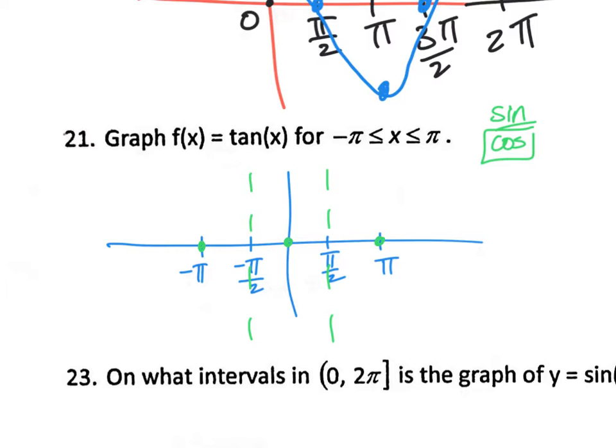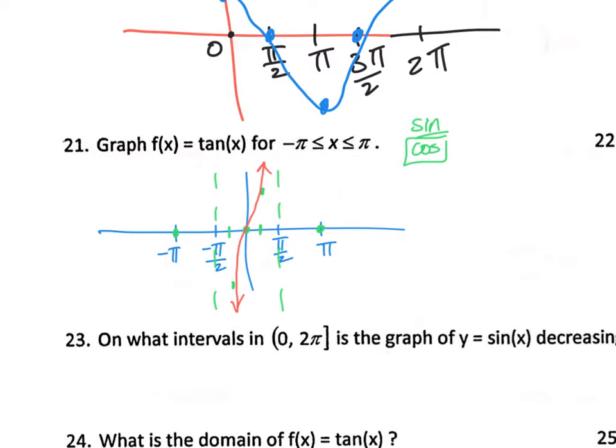Now let's go ahead and sketch it. So the tangent of pi over 4 is 1, the tangent of -pi over 4 is going to be -1, then this is going to be looking like that.